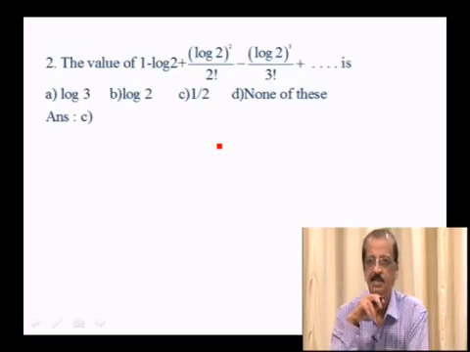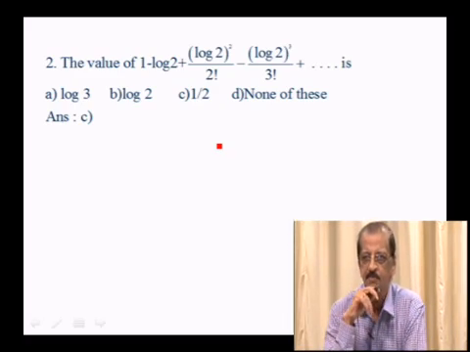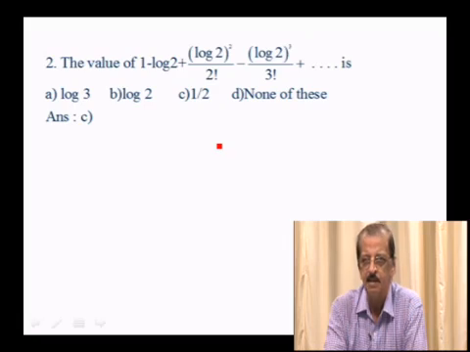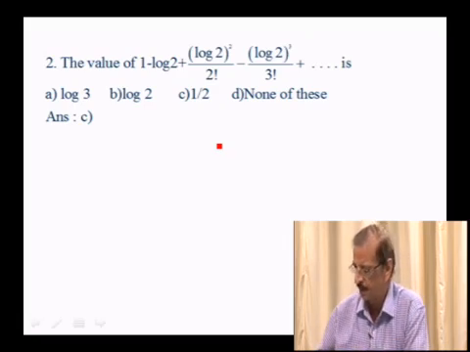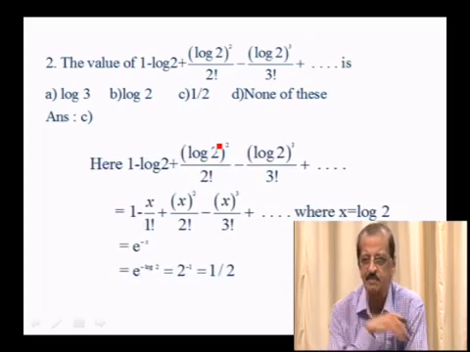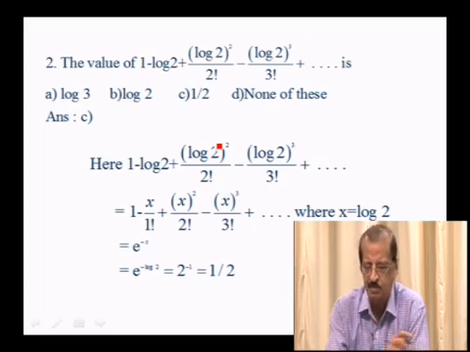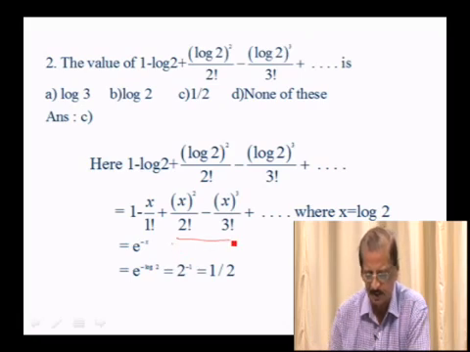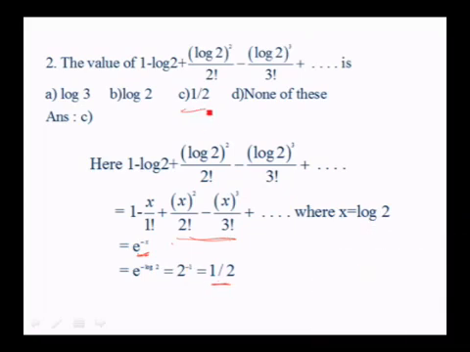The value of 1 minus log 2 plus log 2 whole square by factorial 2 minus log 2 whole cube over factorial 3 is, see here, you replace that log 2 by x: 1 minus x over factorial 1, x square over factorial 2 minus x cube over factorial 3 etc., where x is equal to log 2. But this is nothing but the expansion of e to the power of minus x. So substitute back the value of x: e to the power of minus log 2, that is 2 to the power of minus 1, which is half. So option is C, half.